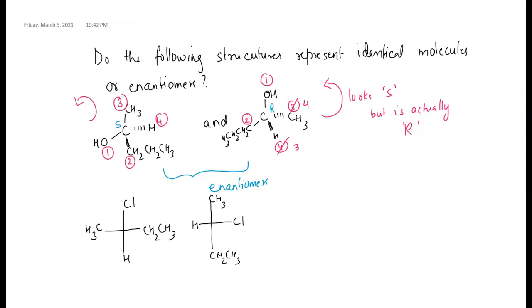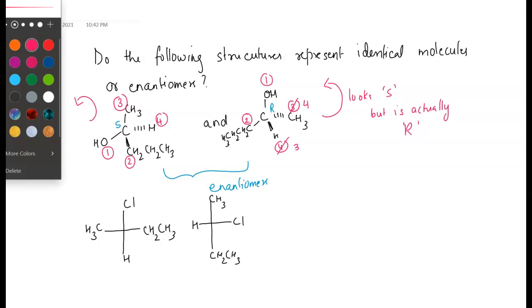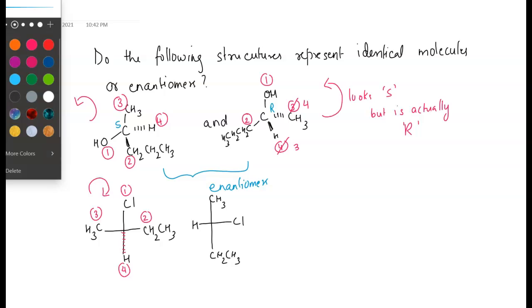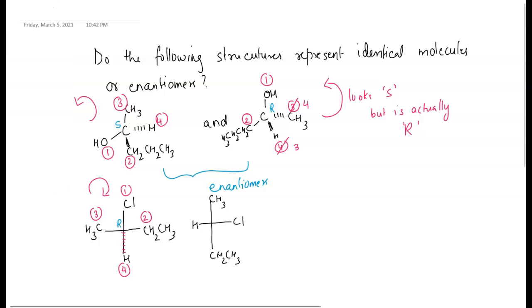Okay, so let's assign priorities first. Here number 1 is chlorine, number 2 is CH2, CH3, number 3 is CH3, and number 4 is hydrogen. Now remember, hydrogen is already at the back because our vertical bond represents a bond going at the back, right? So since hydrogen is already at the back, we can just do 1 to 2 to 3. We are going clockwise, so this represents a R configuration.